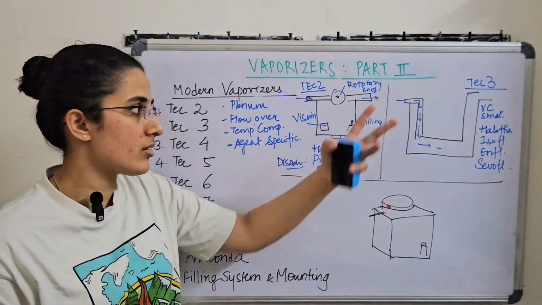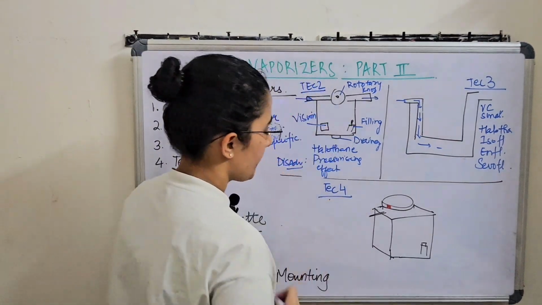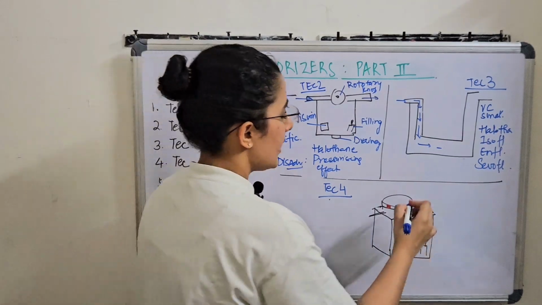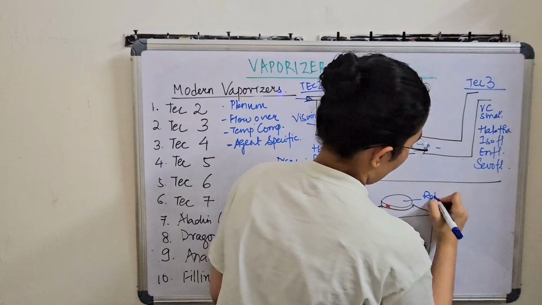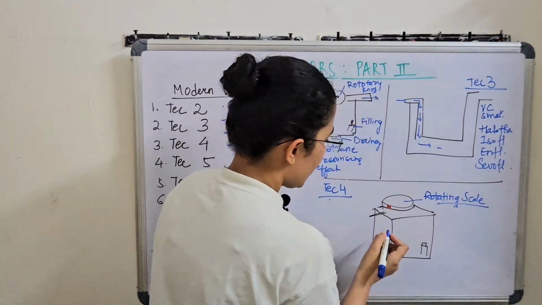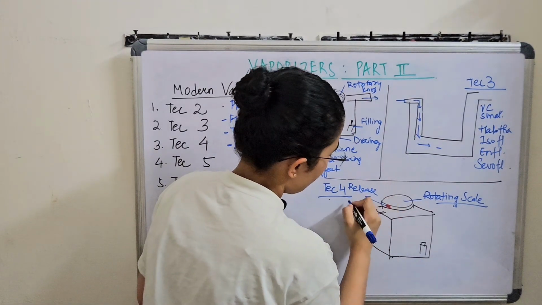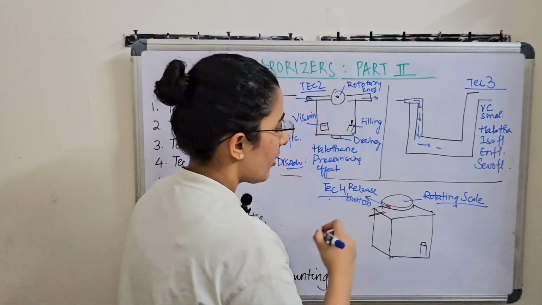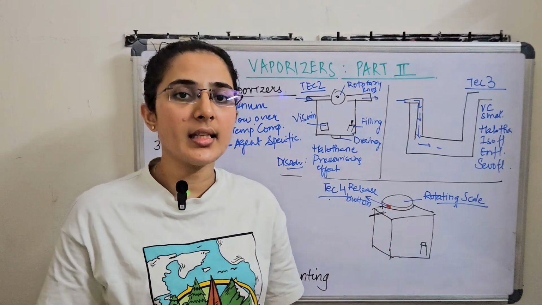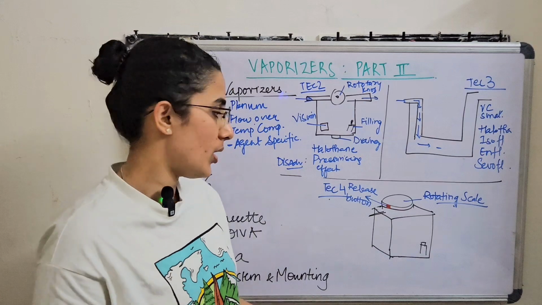Coming to the next model, that is the Tech 4 vaporizer. On a gross scale, the Tech 4 vaporizer looks somewhat like this. It contains a rotating scale. Okay. And this contains a red colored button, which is called the release button. So whenever we are turning the rotating knob, we have to press the release button in order to switch it from the off position to the on position.